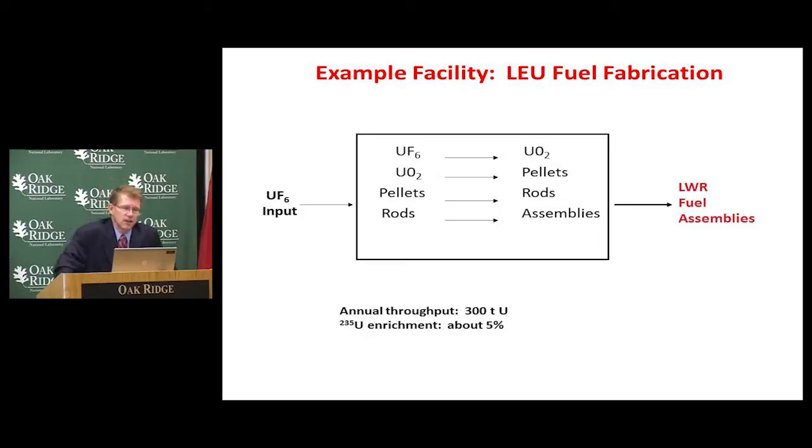Inside the facility, there may be a number of different processing steps that take place as you convert the UF6 to UO2. This UO2 is compressed into pellets. The pellets are inserted into rods. These rods are then assembled together to form the fuel assemblies, which are then sent to the power reactors.